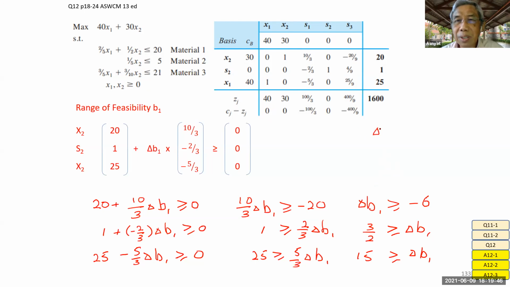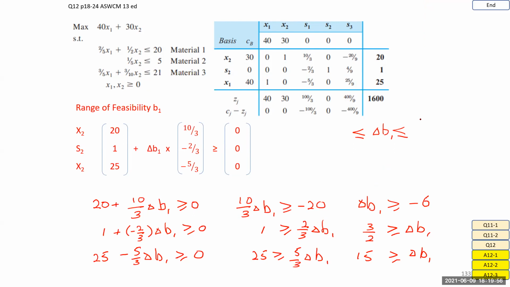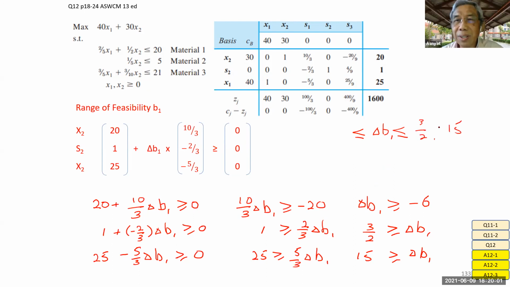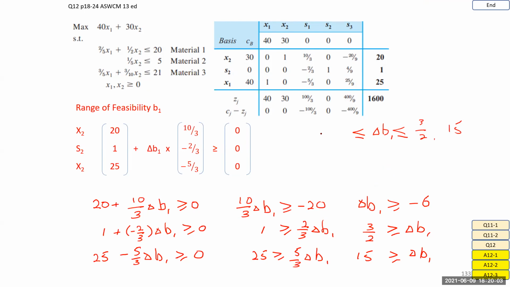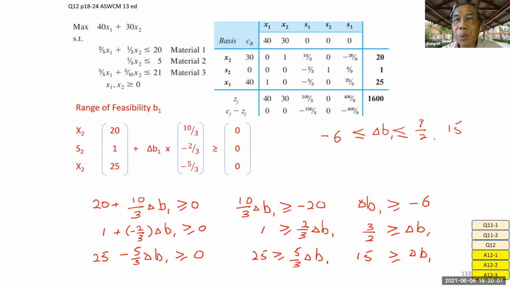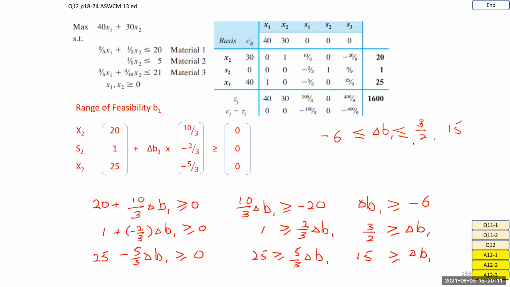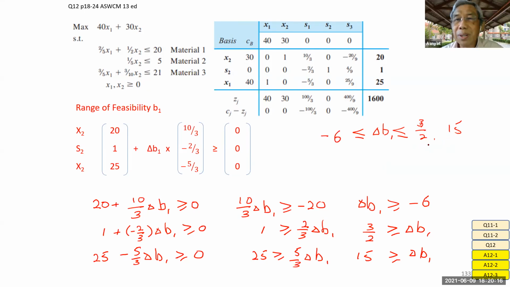Now we want to know the upper range and the lower range. What's the upper range? We have two numbers, right? 3/2 and 15. The lower range, only one. The lower range is -6. So now we have two upper bounds. Which one to choose?